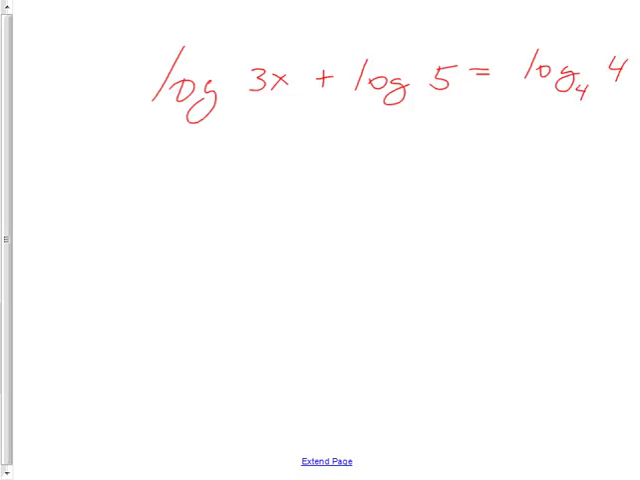All right, that's one kind. Let's look at another kind. Log of 3x plus log of 5 is equal to log base 4 of 4. Solve it.